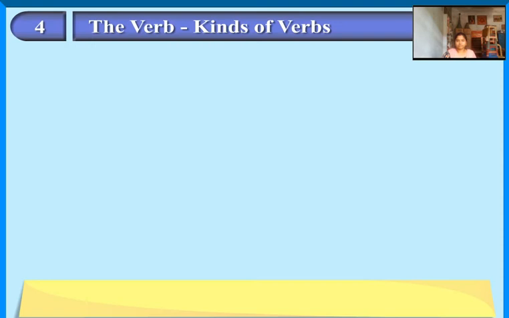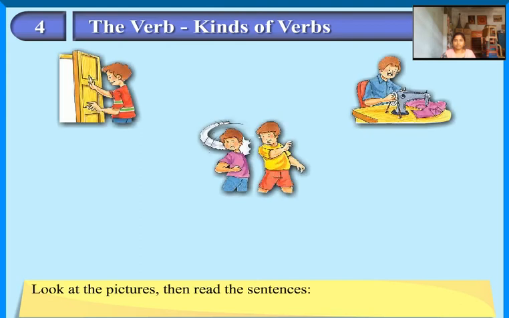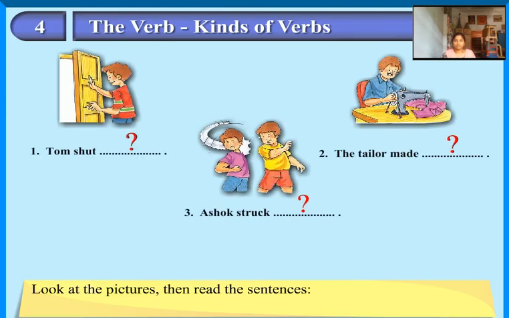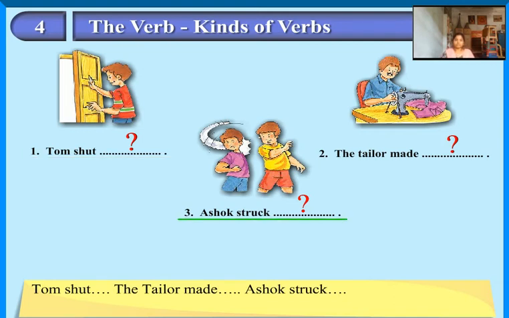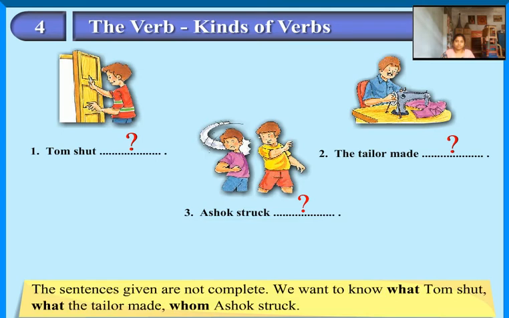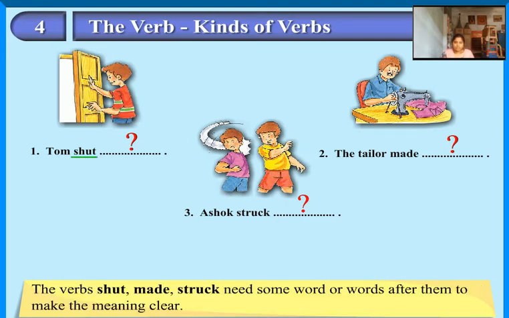The verb. Kinds of verbs. Look at the pictures, then read the sentences. Tom shut. The tailor made. Ashok struck. The sentences given are not complete. We want to know what Tom shut, what the tailor made, and whom Ashok struck. The verbs shut, made, struck need some word or words after them to make the meaning clear.